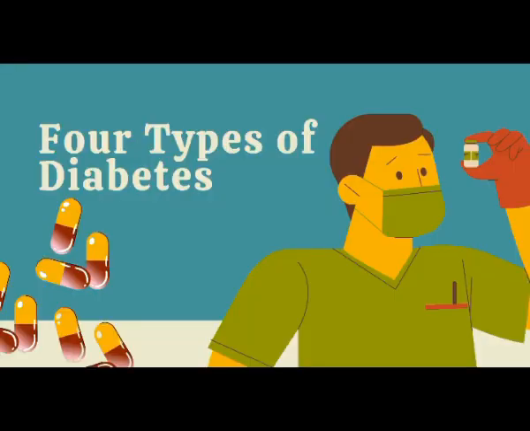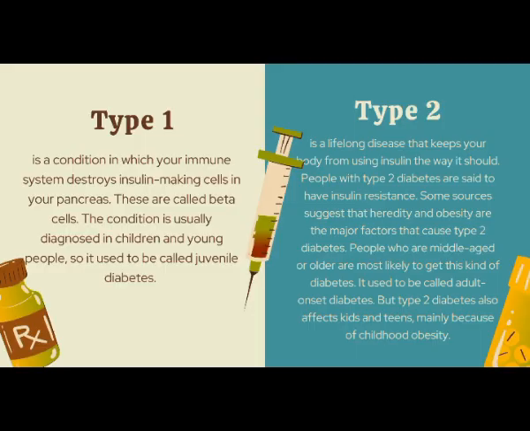The four types of diabetes. Type 1 diabetes is a condition in which your immune system destroys insulin-making cells in your pancreas. These are called beta cells. The condition is usually diagnosed in children and young people, so it used to be called juvenile diabetes.